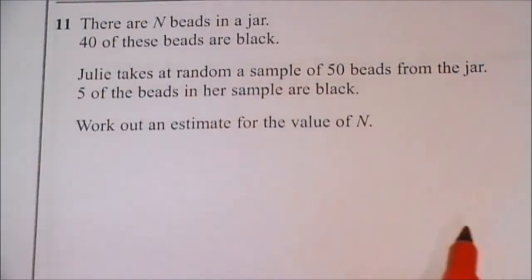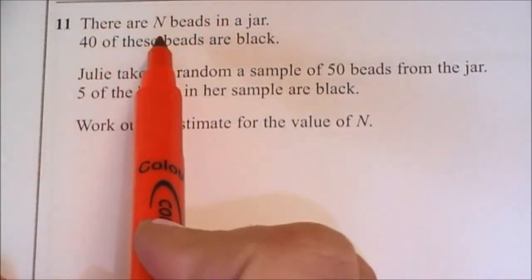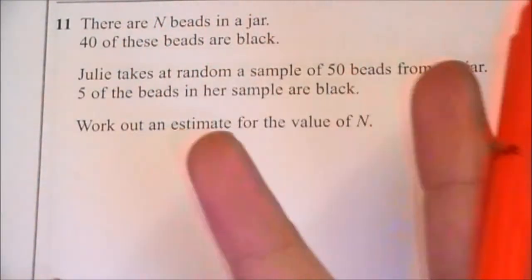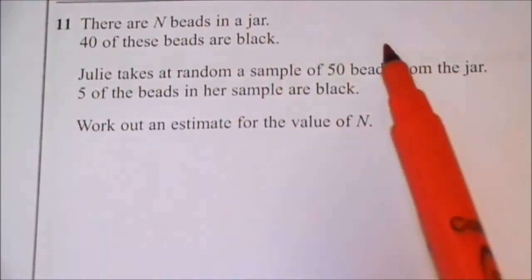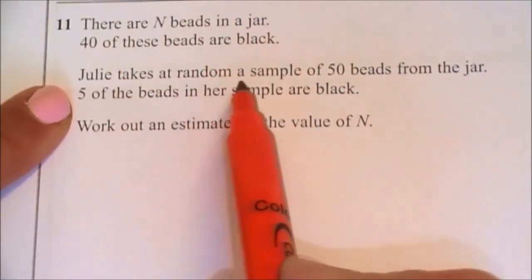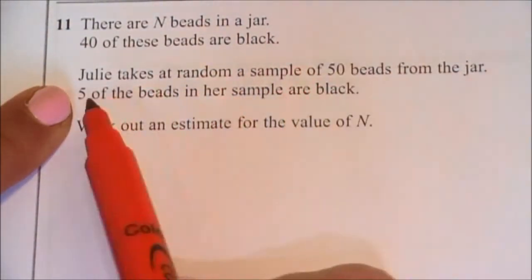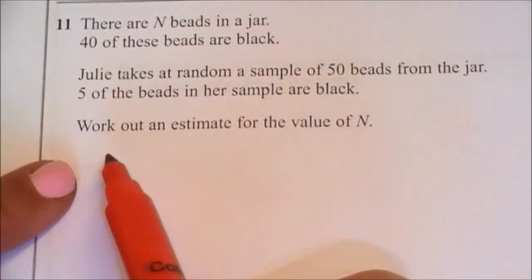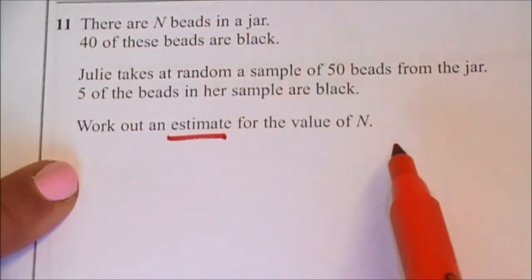Question 11 has the potential to be a complicated question, but it's actually quite simple when you have an understanding of equivalent fractions. So there are n beads in a jar, so that's a number. I don't know, there are a number of beads in a jar. 40 of these beads are black. Julie takes at random a sample of 50 beads from the jar. 5 of them are black. Work out an estimate for the value of n.